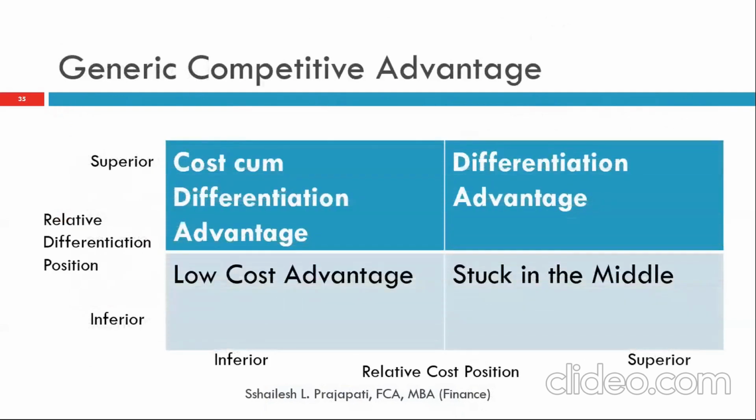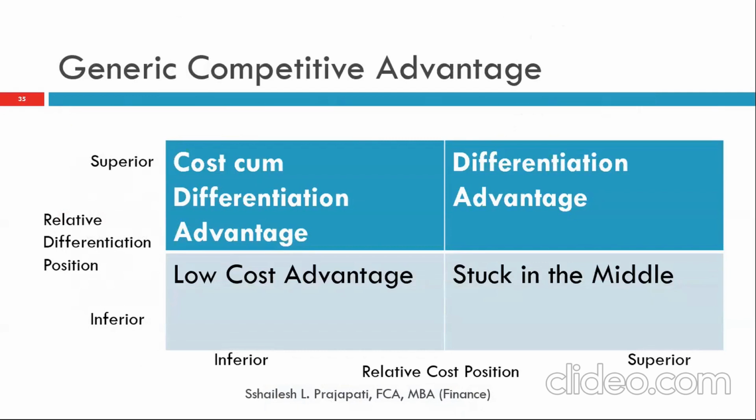Then we have a generic competitive advantage. This is divided into 4 parts. One, cost differentiation advantage. Second, differentiation advantage. Third, low cost advantage. And fourth, stuck in the middle.